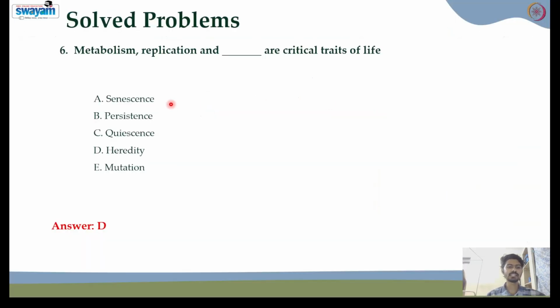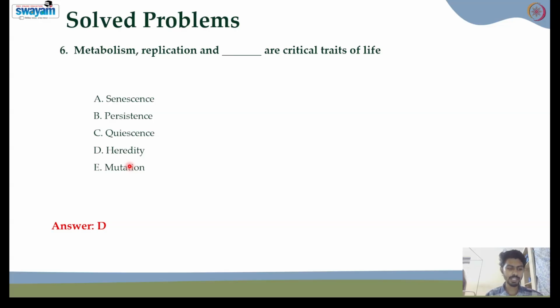So why not the other terms? Senescence refers to the process of aging. So this is not one of the fundamental triads of life. Persistence refers to surviving in harsh or adverse conditions. Yes, it is important for survival, but it is not one of the critical triads of life. Quiescence refers to being in a state of dormancy, that is, in the hibernation condition. And mutation refers to change in the base pair. So, metabolism, replication, and heredity are the basic form of life.